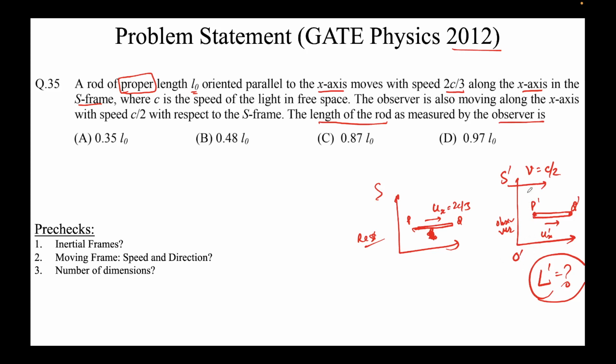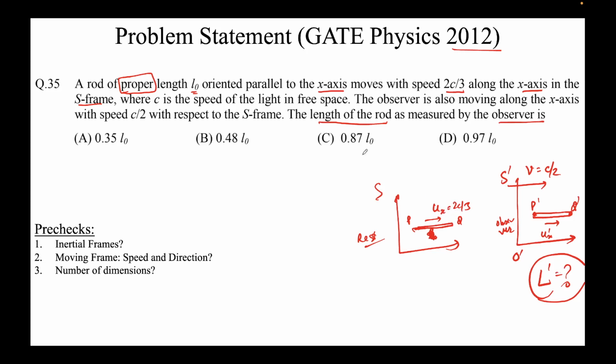O prime, we need to go into this observer's frame and measure the length. Hence I have drawn this S prime frame. So we now need to step into S prime frame and travel with our good fellow O prime and measure the velocity and the length and everything, right? Note that this is the velocity. The rod is also moving, right?